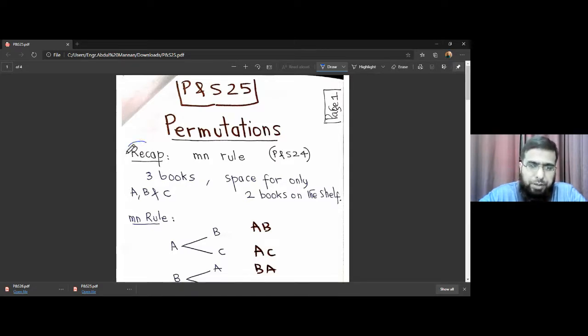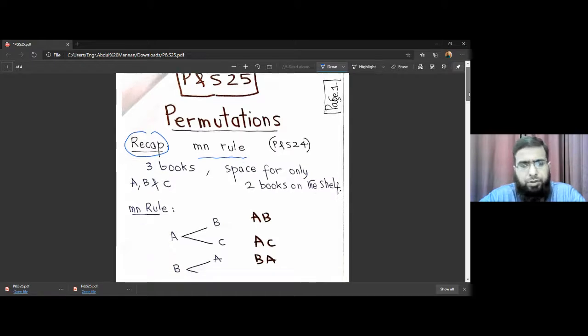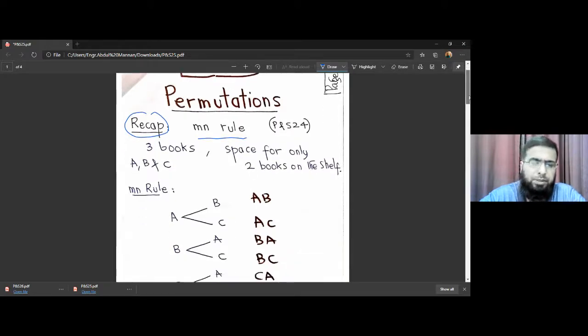Here's a recap before we start permutations. This is about the MN rule that we studied in the last lecture: if the events are happening in two stages, stage 1 has m possibilities and the second stage has n possibilities for each and every m, we use the MN rule.